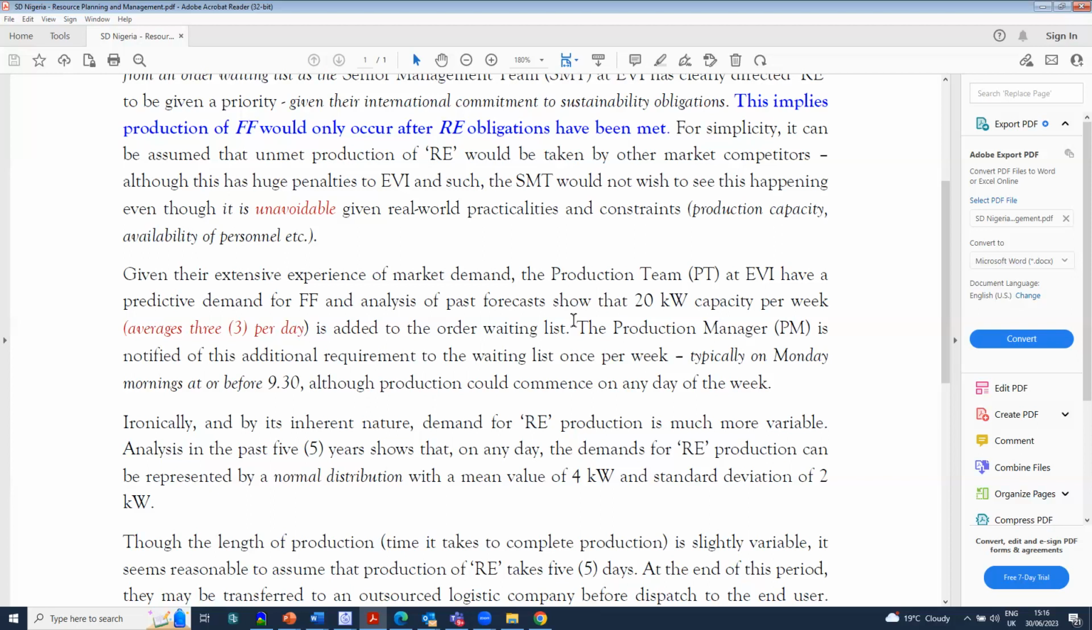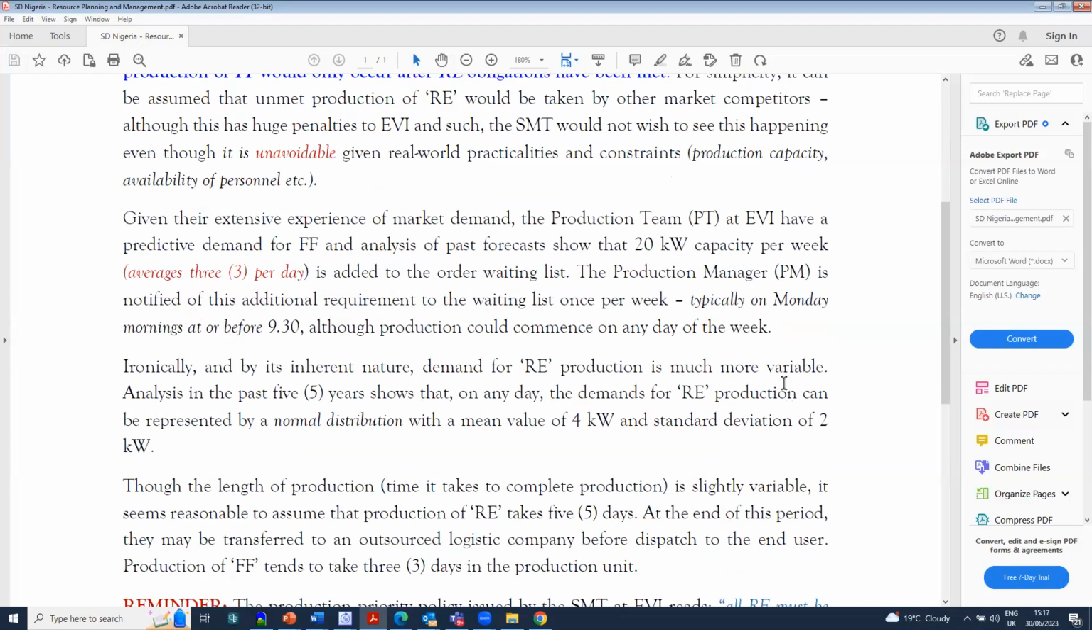The production manager is notified of these additional requirements to the waiting list once per week, typically on Monday morning at or before 9:30, although production could commence on any day of the week.